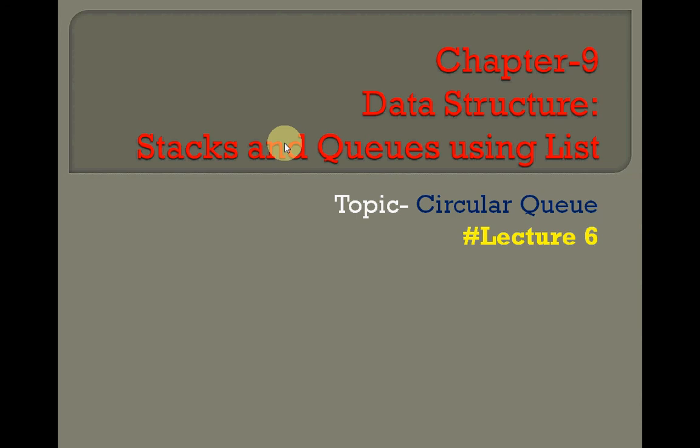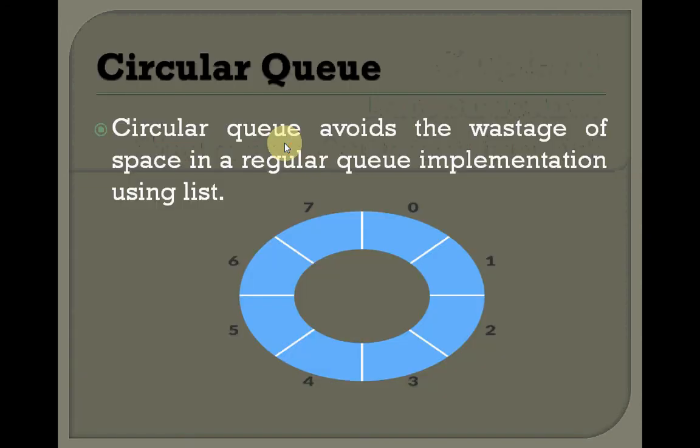In this lecture you will learn about circular queue. First of all, what is circular queue? Basically, circular queues are queues implemented in a circular form rather than a straight line. Means in this circular form we can implement a queue, and we call it a circular queue.